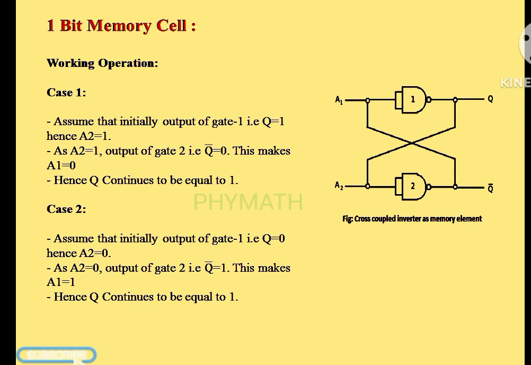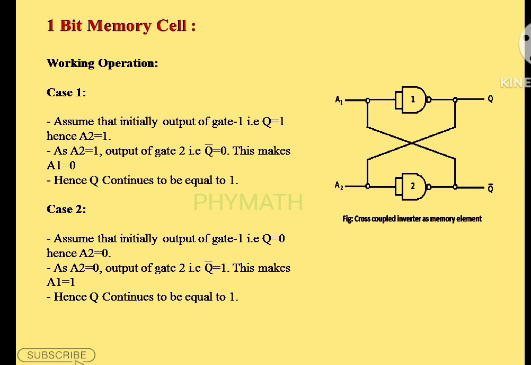Now again, why Q bar equals 0? Because NAND gate 2 is working as an inverter. That's why as input to the NAND gate 2, that is A2, equals 1, the output of NAND gate 2 equals 0, that is Q bar equals 0. Now Q bar equals 0 means A1 equals 0. Why A1 equals 0? Because the output of second NAND gate is input to the first NAND gate. That's why A1 equals 0. Means Q continues to be equal to 1. Now this will be our case 1 when Q equals 1.